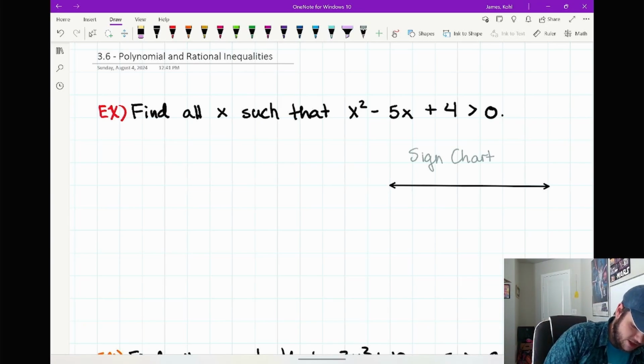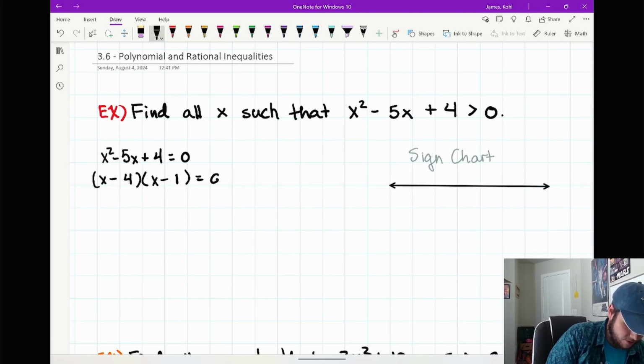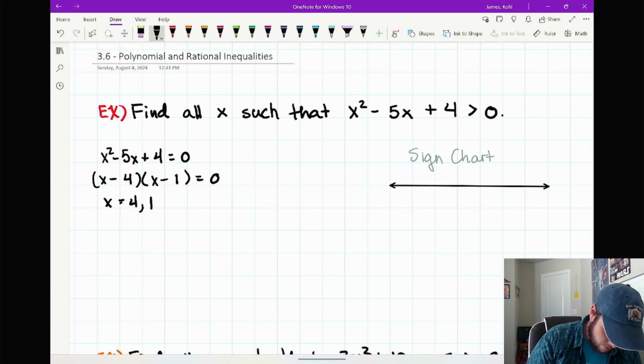First of all, let's treat this as though it were an equality. Right, so let's find when x squared minus 5x plus 4 is equal to 0. I can factor this into x minus 4 and x minus 1 equal to 0. So this is equal to 0 when x is 4 or 1. And now I want to populate my sign chart with those values.